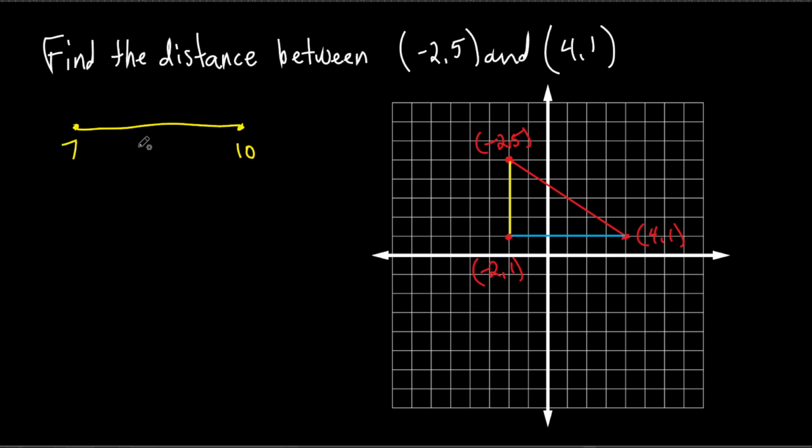So to find the distance between those 2 points, you just subtract. It doesn't matter what order you subtract them in. I could have gone 7 minus 10, but distance is always measured positively, okay?